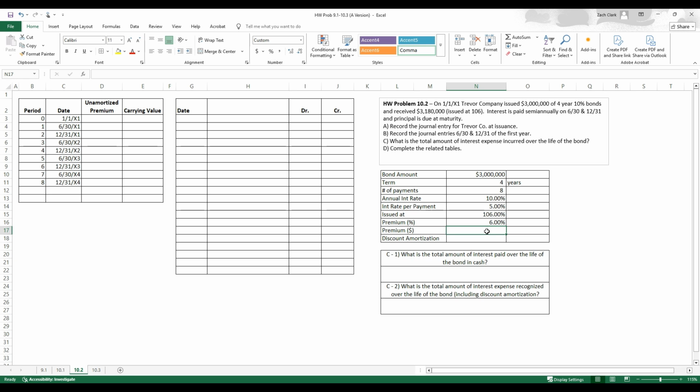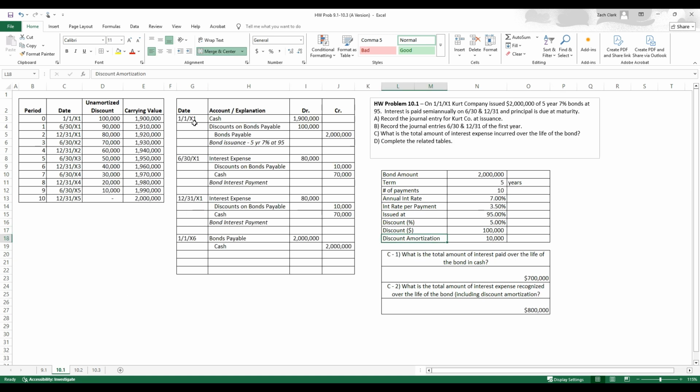Premium dollars is going to be our 6% times the 3 million. You can already see it was 180,000. That's what they told us. And then the premium amortization will be the total premium divided by the number of payments. So 8. So we're going to see 22,500 in premium amortization that goes along with each interest payment.